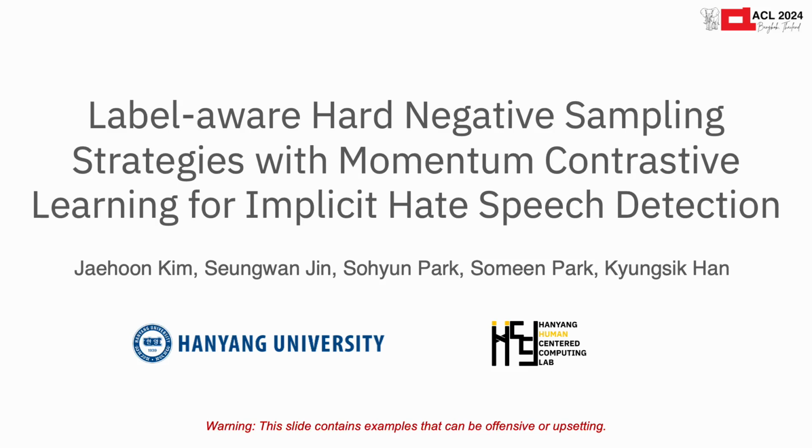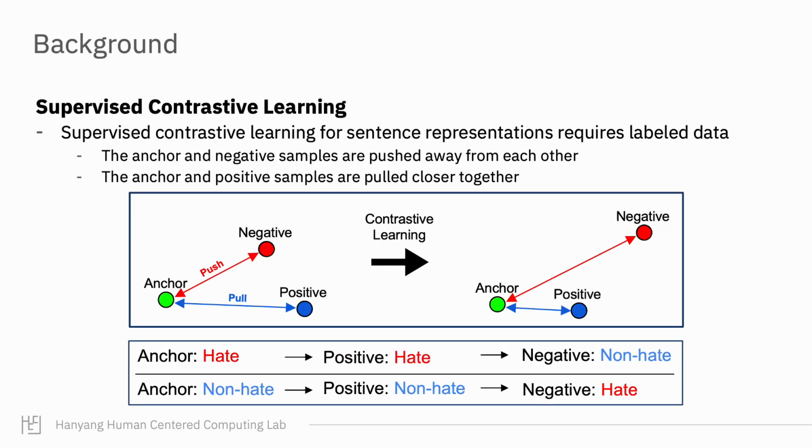Today I'm delighted to share our paper, Hard Negative Sampling Strategies with Momentum Contrastive Learning for Implicit Hate Speech Detection. This work is from our team, Hanyang Human Centered Computing Lab. First, I will briefly talk about contrastive learning, which is the core concept of our study.